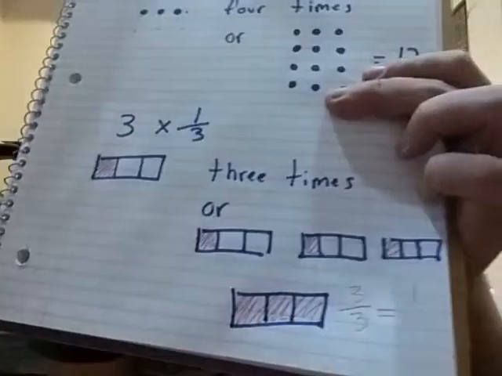Not a big deal. We add all those 1/3s up, we're going to get 3/3, which is the same thing as 1 whole. 3/3 is the same thing as 1 whole. There you go.